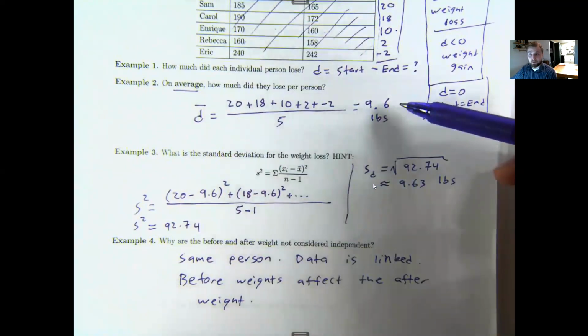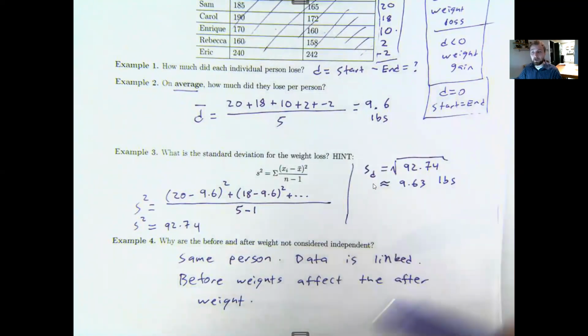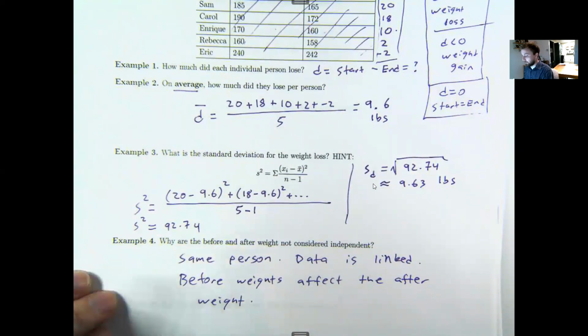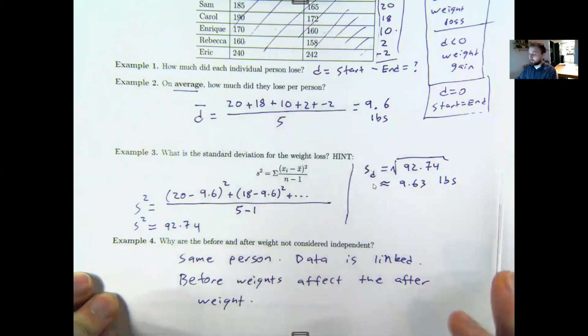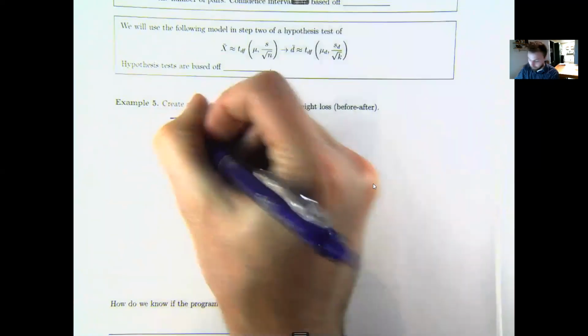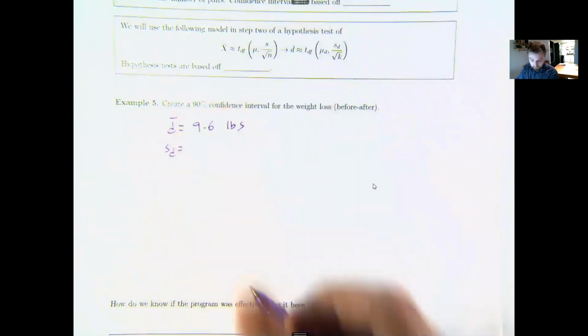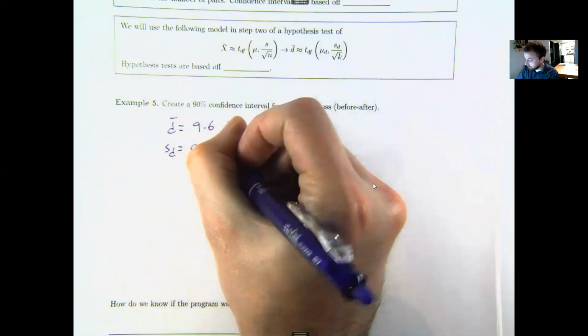So 9.6 pounds on average, standard deviation of 9.63. Let's try to figure out with 90 or 95% confidence what the average weight loss is for people overall, using this sample of 5 to extrapolate what's going on for the larger population. And it looks like I'm working with a single set of information. So when I create this 90% confidence interval for the before and after, my average is 9.6 pounds. My standard deviation was 9.63 pounds.